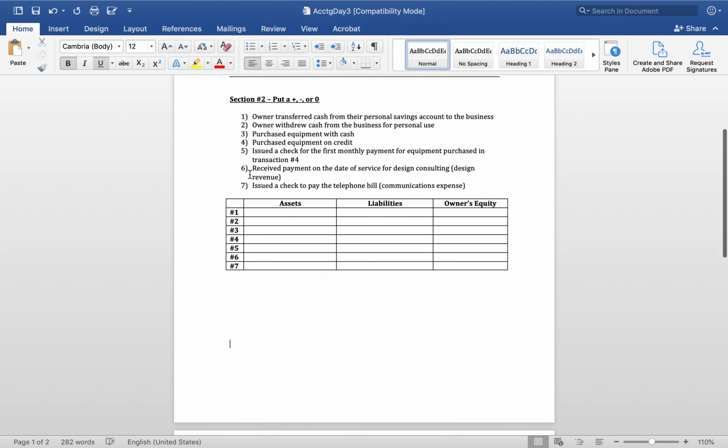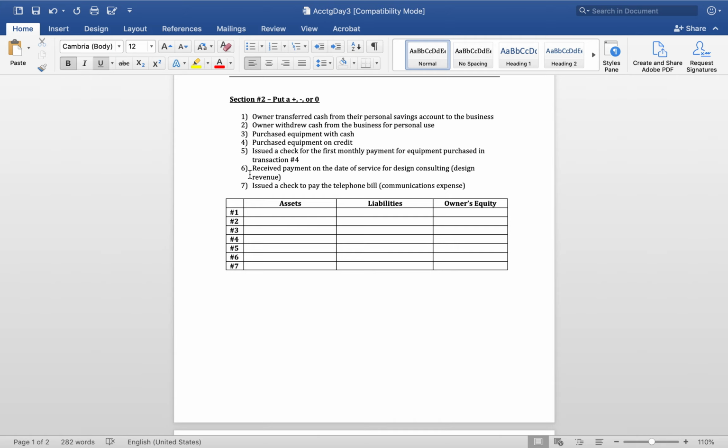All right, section 2, you can put a plus, minus, or 0, or some sort of combination of those into the box down here at the bottom. All right, owner transferred cash from their personal savings to the business. Remember, we are recording for the business. So we would receive cash. Cash is an asset. Assets go up.